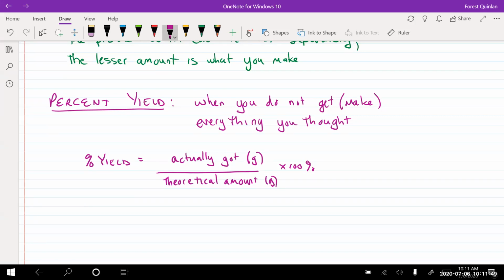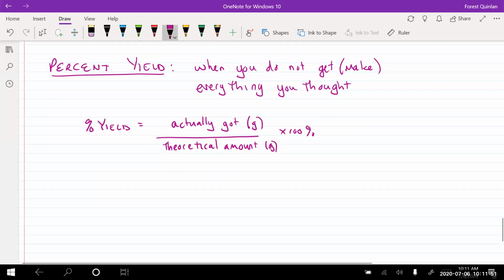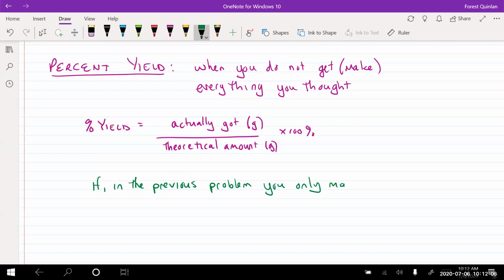This calculation is easy enough to just say that if, in the previous problem, you only made 18.73 grams of NH3, what is your percent yield?